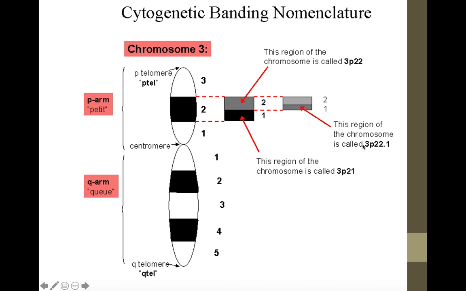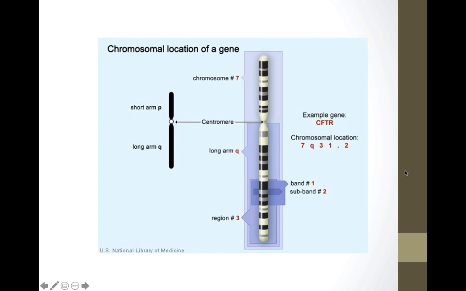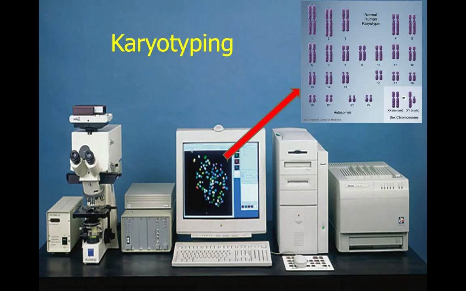So, for example, I think this is the cystic fibrosis gene. And so you can tell someone, okay, I found this specific gene at this specific site in the chromosome that has this abnormality. And this is how we can know, for example, that in people with cystic fibrosis the gene is present in this area and has so-and-so abnormality. Now, what is karyotyping?